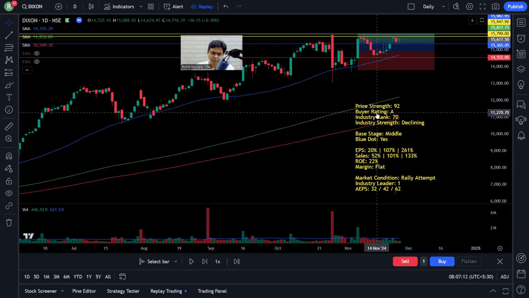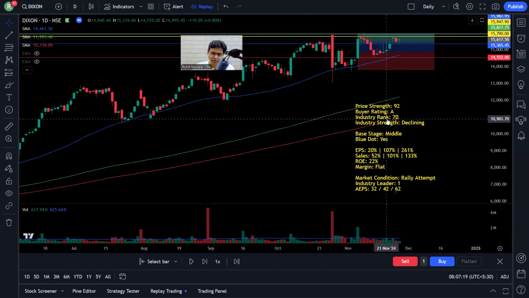Buyer rating is institutional demand. I want this rating to be A or B. In this case, it is A. Industry rank, I want this industry group rank to be less than 40. I want the company to be in the top 40 industry groups. As you can see here, this is 70, so not ideal. It is not in the top 40 industry groups. So there is some weakness.